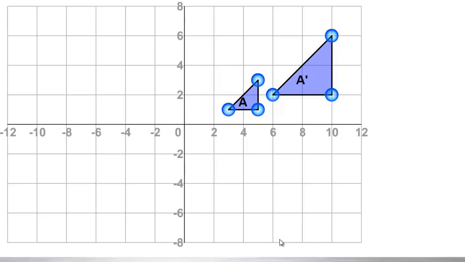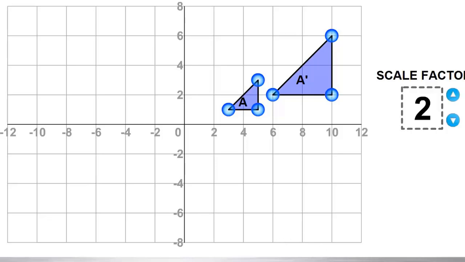So here, the scale factor is 2. So we have a scale factor of 2. If the scale factor was more, it would be larger. If it was 3, it would be even larger. Now, when you describe it, you say the object, the triangle A is enlarged by a scale factor of 2 to give the image A prime.